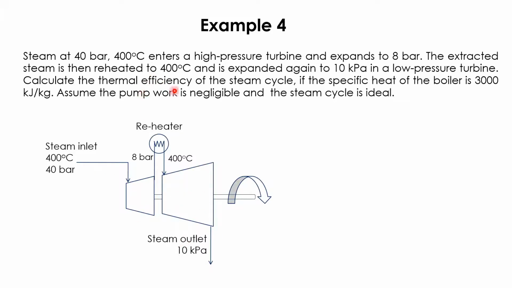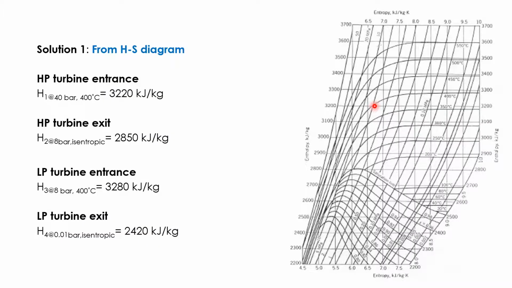Calculate the thermal efficiency of the steam cycle if the specific heat of the boiler is 3000 kilojoules per kilogram. Assume the pump work is negligible and the steam cycle is ideal. Steam cycle is ideal means it's 100% efficiency. Like the previous problems, we can use two approaches. First, we can use the steam table. The second one, we can use the enthalpy entropy diagram. So let's start now with the enthalpy entropy diagram.